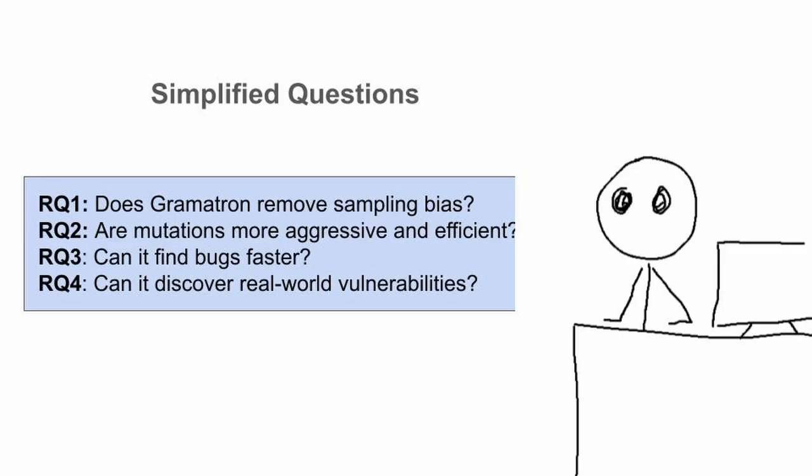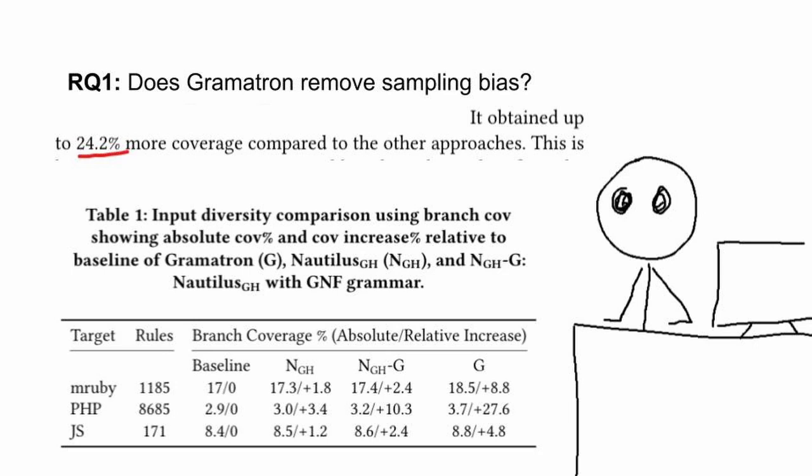All right, starting with the first research question, does Gramatron remove sampling bias? This question is answered using branch coverage. Here's the table that shows the different branch coverage percentages of each of the models. Of course, the N represents Nautilus and the G represents Gramatron.